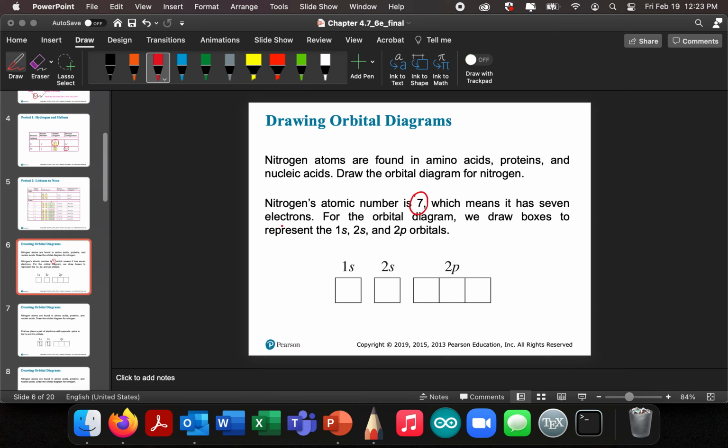Okay, so hopefully you did that. Nitrogen's atomic number is 7. That means it has 7 electrons because it's got 7 protons, right? So its orbital diagram is going to go like this. 1 electron, 2, 3, 4, 5, 6, 7. Okay, so that's the orbital diagram for nitrogen.